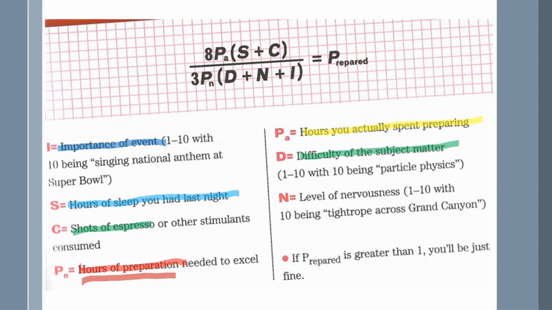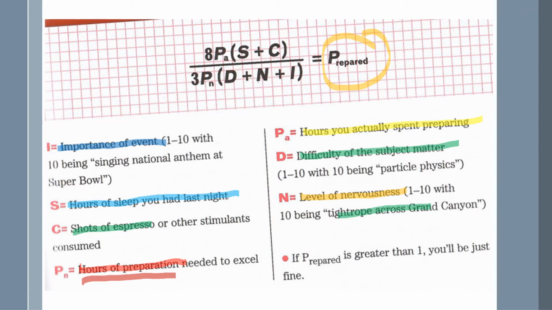N represents the nervousness. How nervous I am on a scale of 1 to 10, 10 being that I just can't function, or I'm on a tightrope across the Grand Canyon. And of course, what it should equal, that number that I'm looking for.